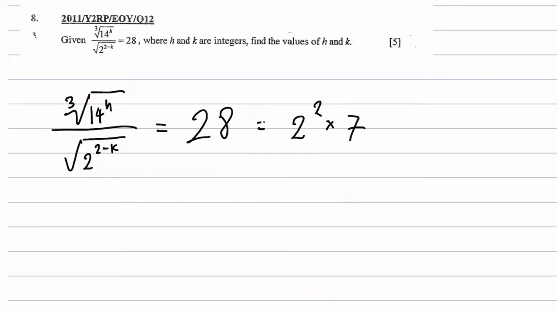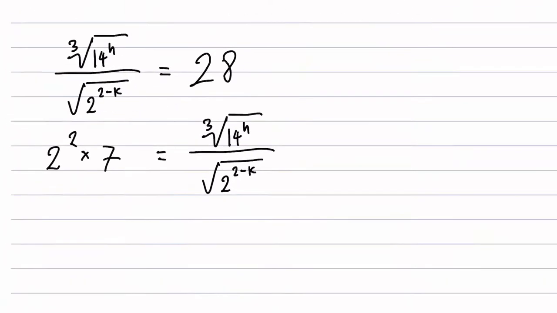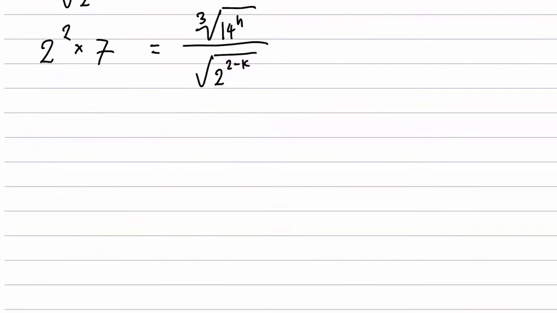So I'll write the 2 squared times 7, which is 28, on the left-hand side. On the right-hand side, I copy down this expression, then simplify it without having to copy down the 2 squared times 7 many times. So let's work it out. How can you relate 14 and 2 here to 2 and 7? 14 here is 2 times 7. Very good. So we can split it up as cube root of 2 times 7 power h.